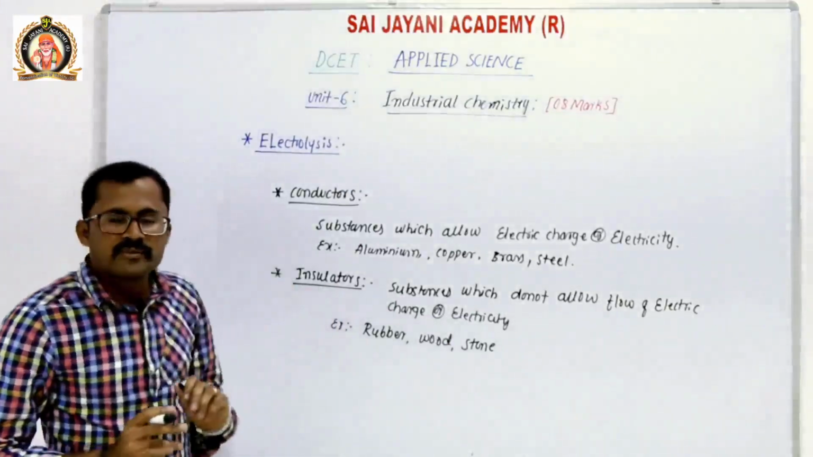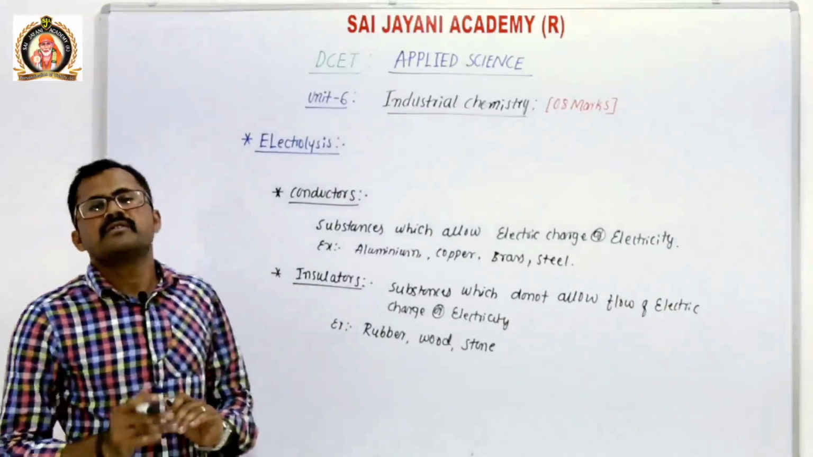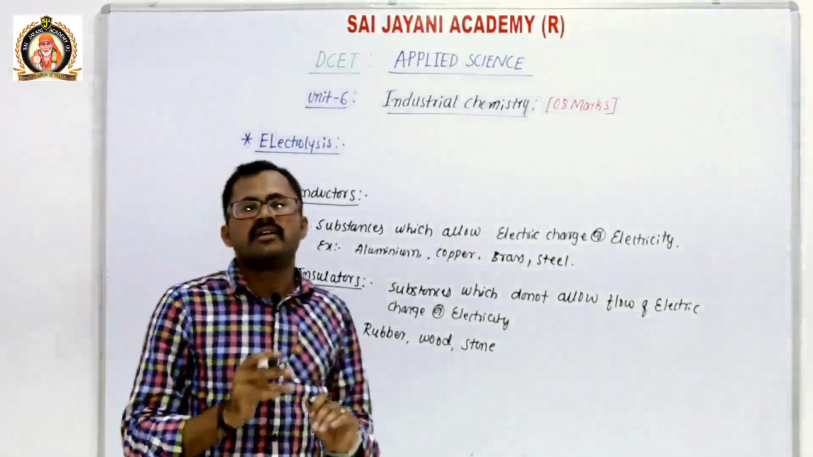So conductors are the substances which allow flow of electric charge, and insulators are the substances which do not allow flow of electric charge within them.